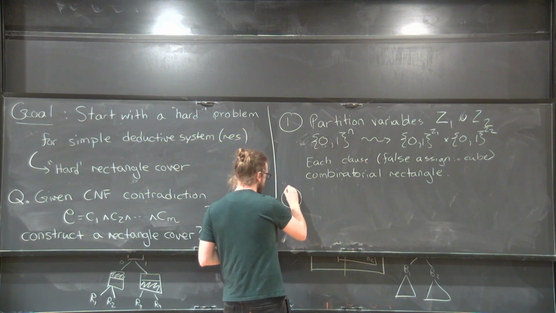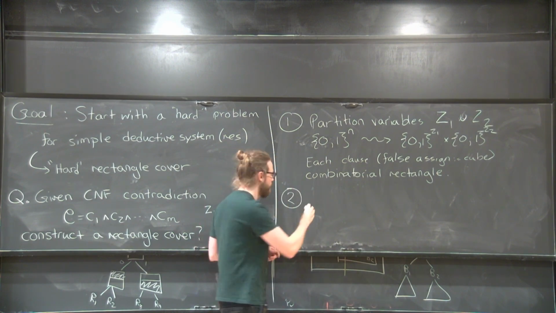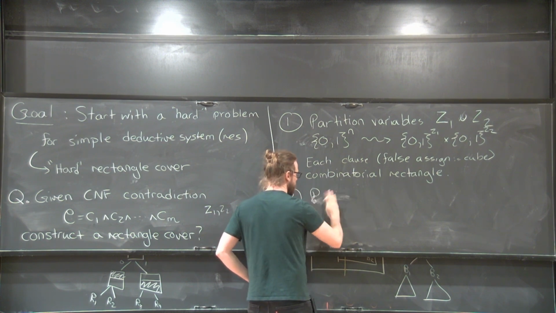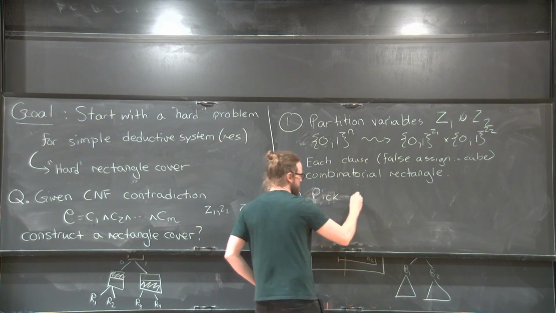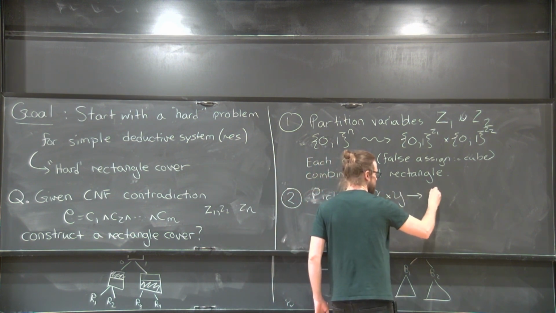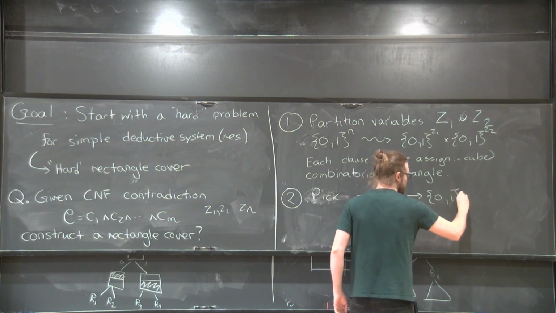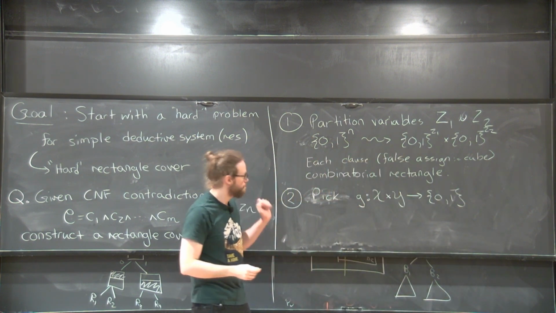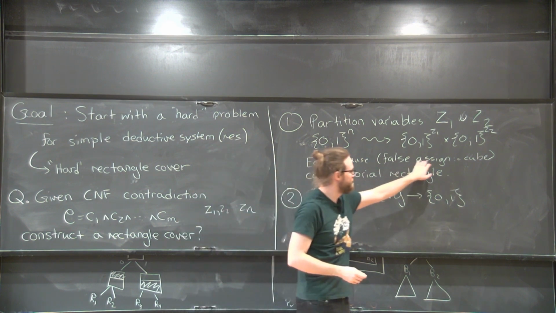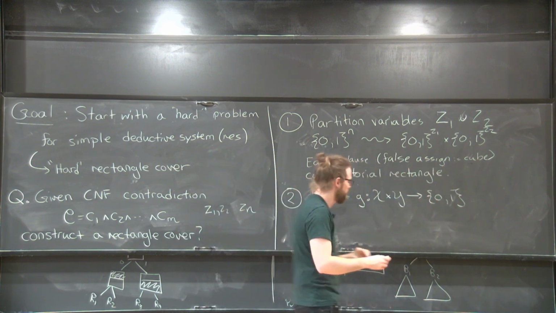So you think a little bit more, and then there's the second natural way, which is we'll pick some hard function, pick a little function g that's Boolean valued. So just to clarify there, you meant the set of false assignments to each clause defines a rectangle. Yeah, that's right. Under the partition, yeah.